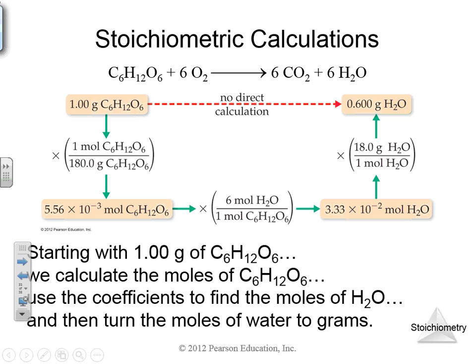If you were to get a problem like this, we take a simple one: you're starting with 1 gram of C6H12O6, and we calculate the moles. We want to figure out how many grams of water or carbon dioxide that will produce. Remember, there is no direct calculation going from grams to grams. So you're going to have to go from grams of A to moles of A to moles of B to grams of B.